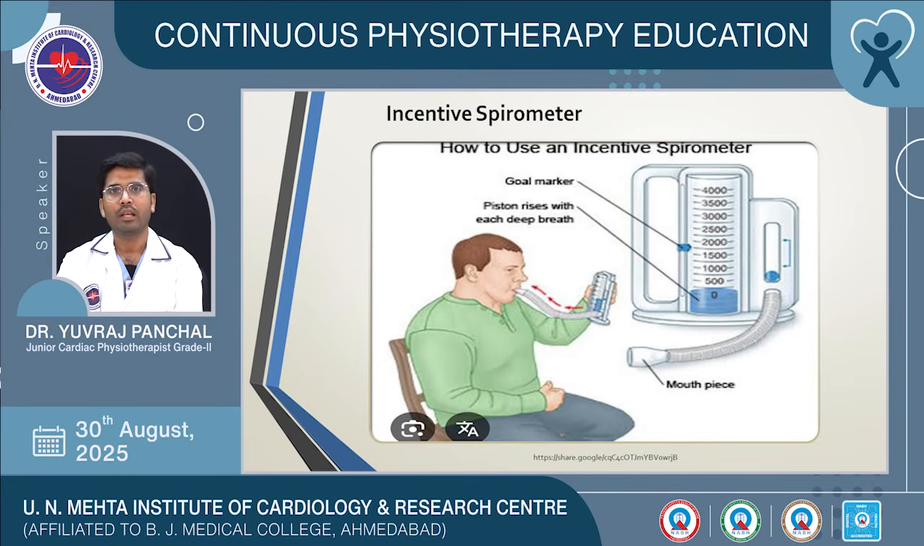Incentive spirometer. How to use an incentive spirometer? Sit upright in a comfortable position. Exhale normally to empty your lungs. Take the mouthpiece in your mouth and close your lips tightly. Take a slow, deep breath through the mouthpiece, trying to make the ball rise according to your targeted goal. Hold your breath for 2 to 3 seconds or as long as possible. Exhale slowly and remove the mouthpiece.